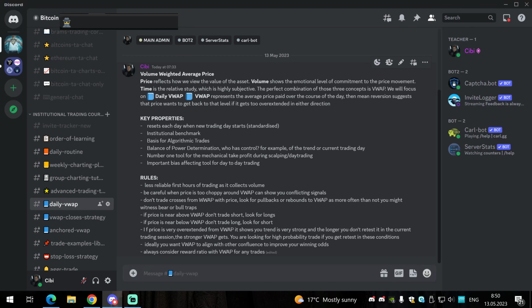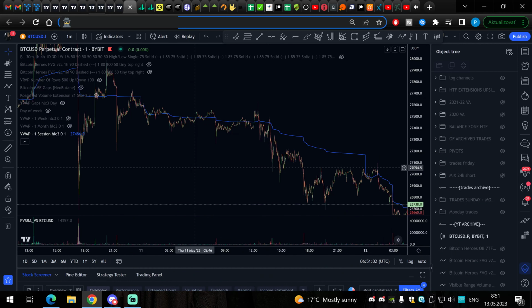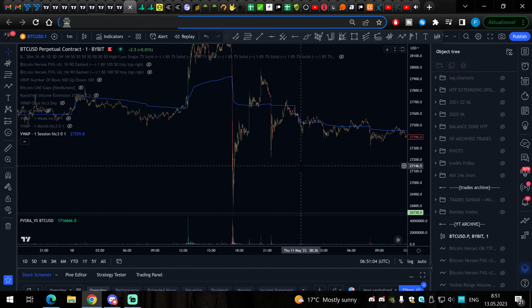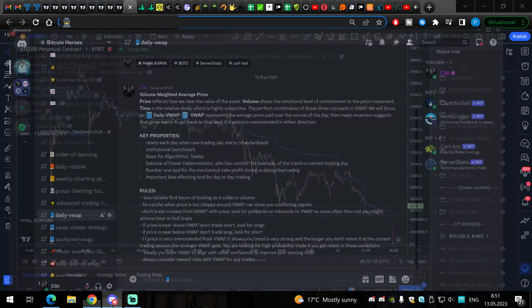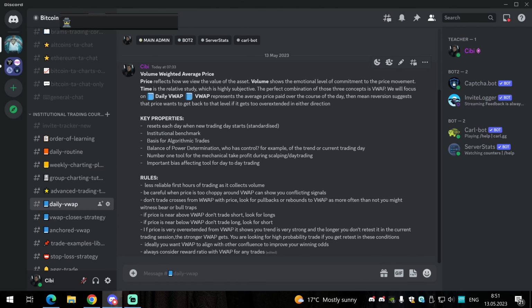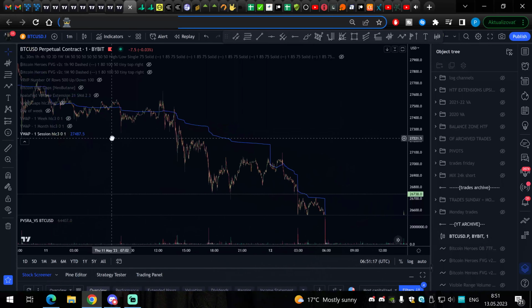And this is going to be, so let's go here. If price is near above VWAP, don't look for shorts, look for longs. That's pretty simple to understand. Just let me show you. And also it's connected to this. If price is near below VWAP, don't trade long, look for short. This is based on trends.